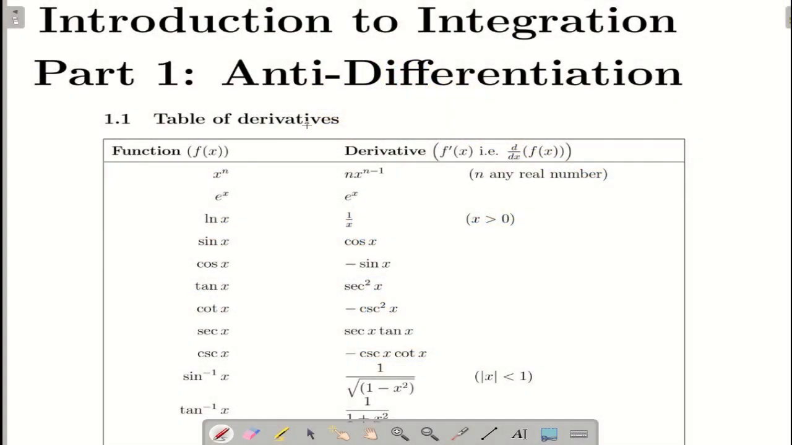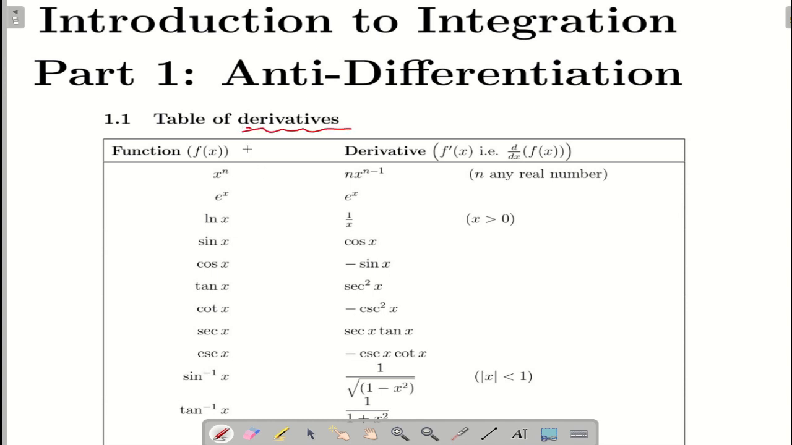In today's tutorial, we are going to introduce integration. In part 1, anti-differentiation. Before we go into integration, we have to revise anti-differentiation, or what we call the derivative.